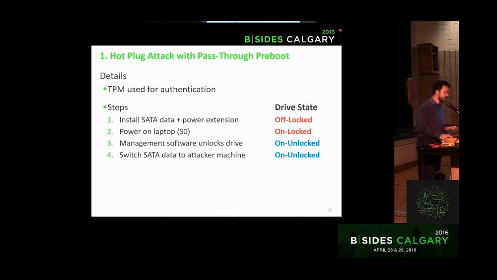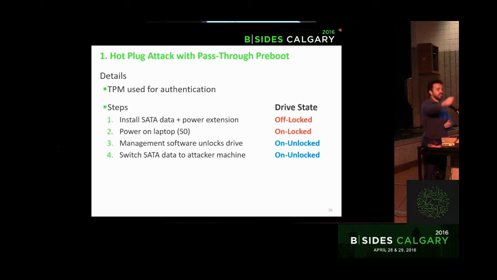So if this is the case, the step that we will do to attack this scenario is we will install SATA data and power extension cables, and the demo's coming in 30 seconds. We'll just power on the laptop. At that point, when we power on the laptop, the drive will turn on, but it will still be in a locked state. Then the pre-boot authentication software loads and then transparently talks to the TPM, asks the TPM nicely to release the encryption key.